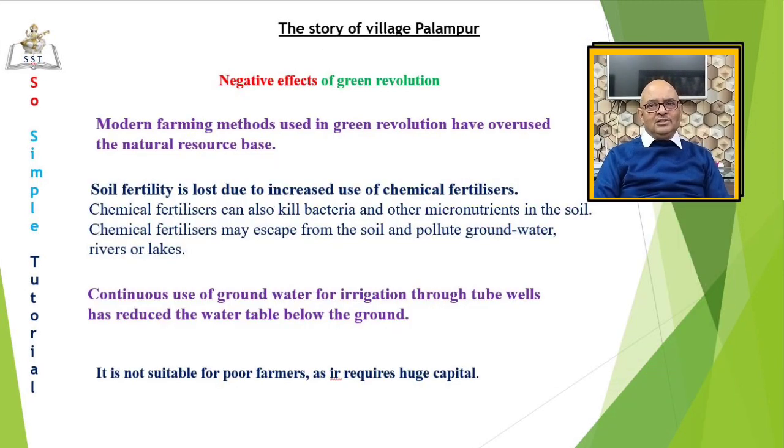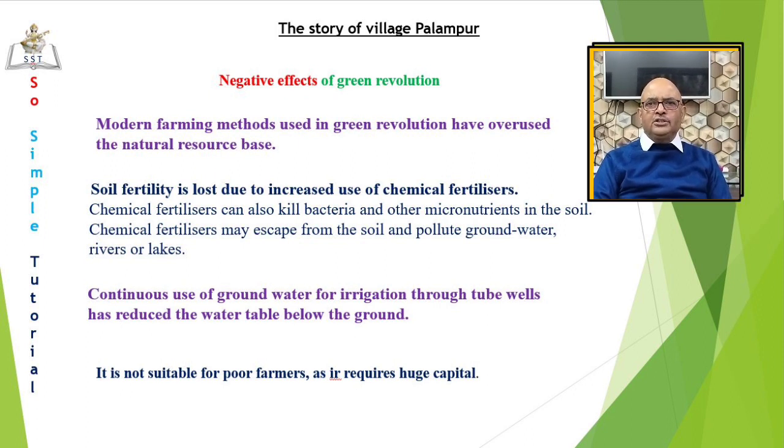Let us now see the other side of the coin. Are there any negative effects of the Green Revolution? Scientific reports indicate that the modern farming methods have overused the natural resource base. Green Revolution is associated with the loss of soil fertility due to increased use of chemical fertilizers. Chemical fertilizers can also kill useful bacteria and micronutrients present in the soil.